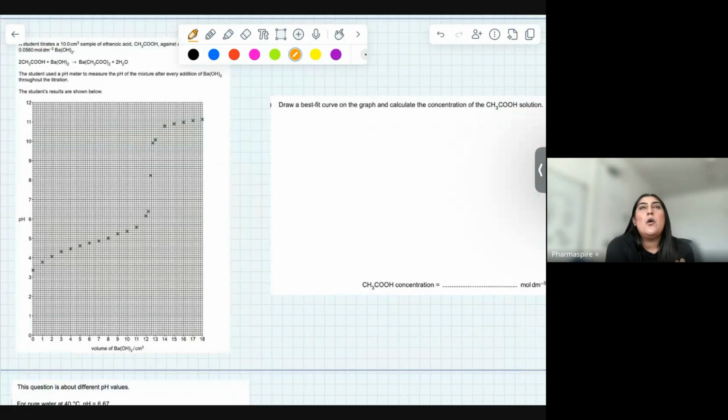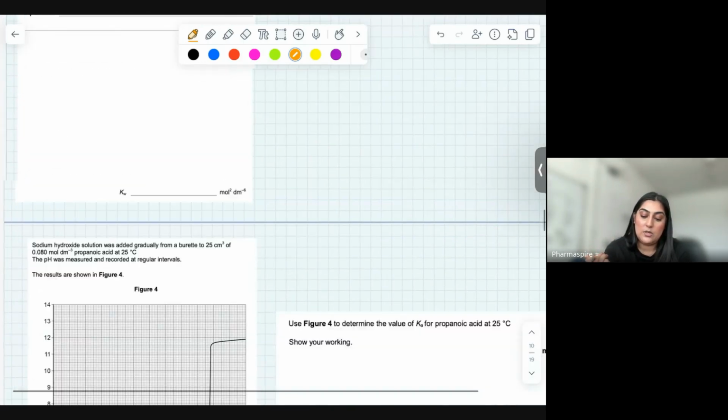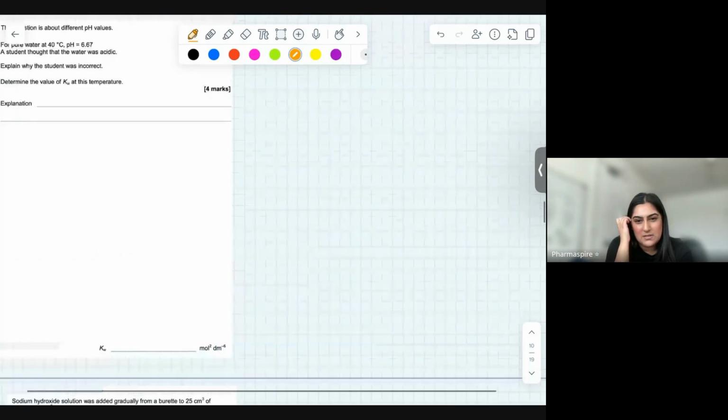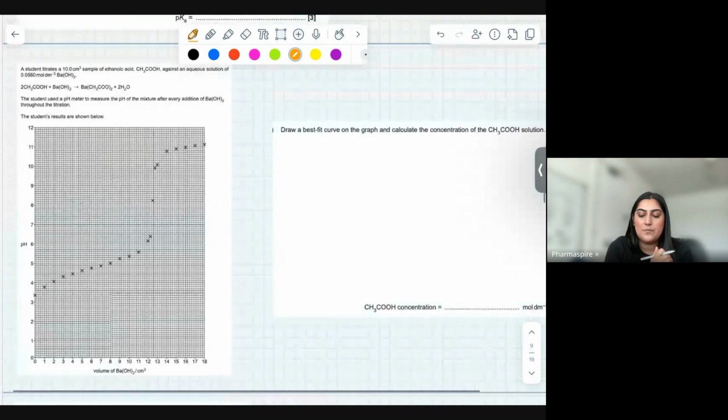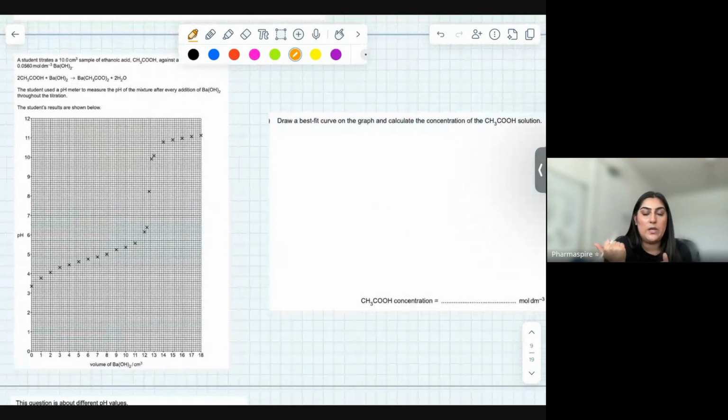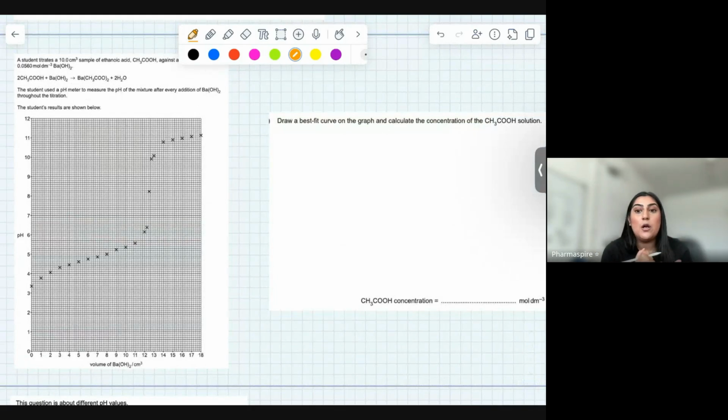So I've only ever seen one neutralization curve in OCR and one neutralization curve in AQA. So I'm going to do both with you, because they're both a bit weird in different ways. So this is the OCR one. We're going to do the AQA one in a sec. I've heard on the grapevine that it may come up this year. Okay, so just listen and then it's not too bad.